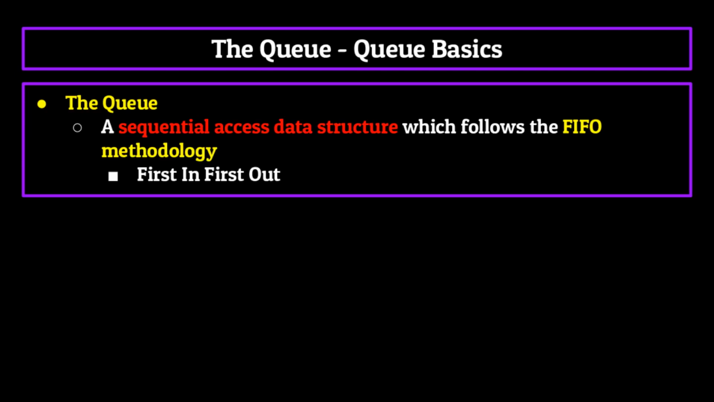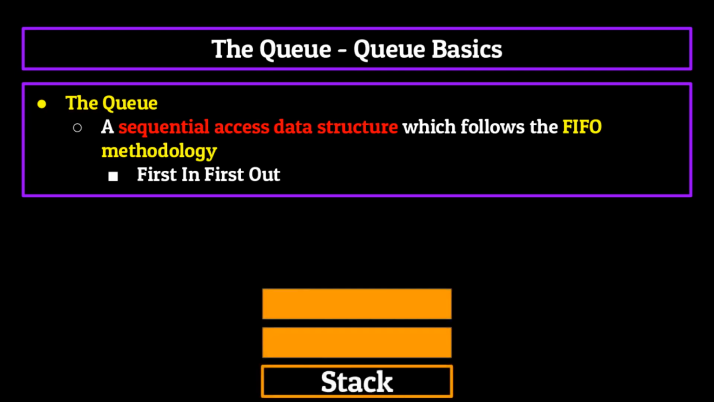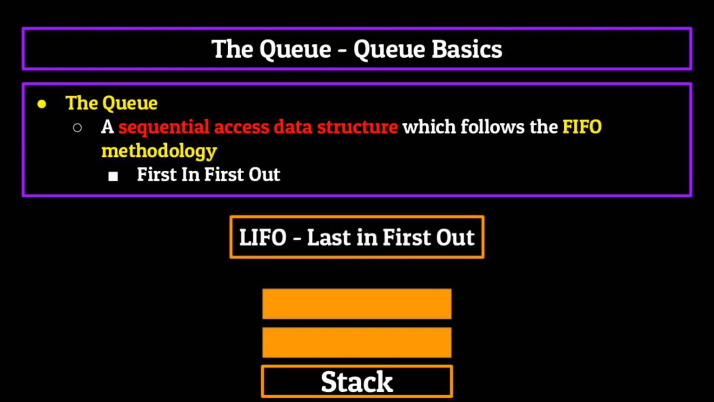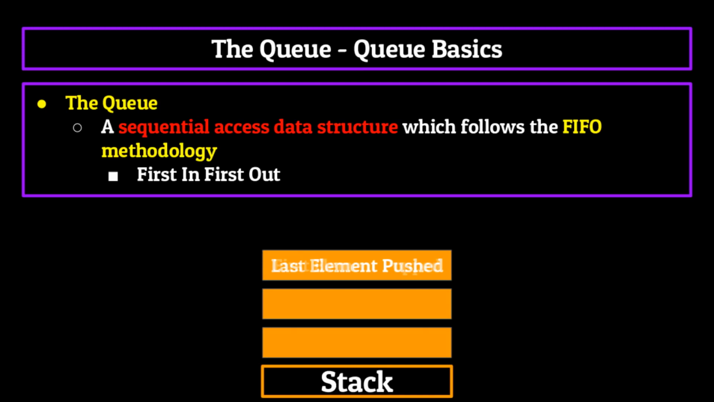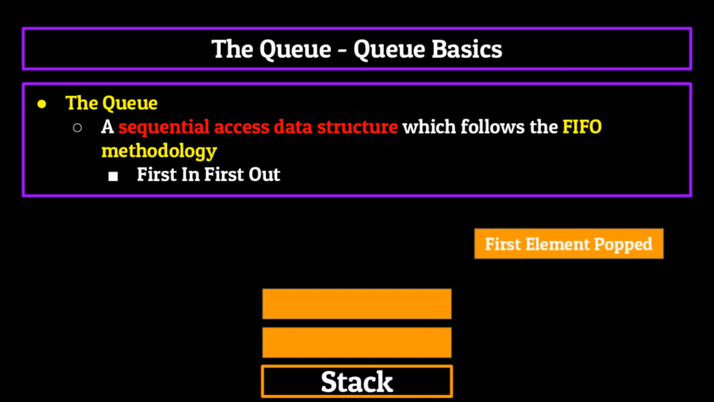Well, the queue, like the stack, is a sequential access data structure, meaning we can only access the information contained within it a certain way. Now if you remember back to stacks, this certain way was through the LIFO methodology, or last in, first out, where the last element pushed onto the stack would always be the first one we popped off, similar to a stack of books that we add to and remove from.